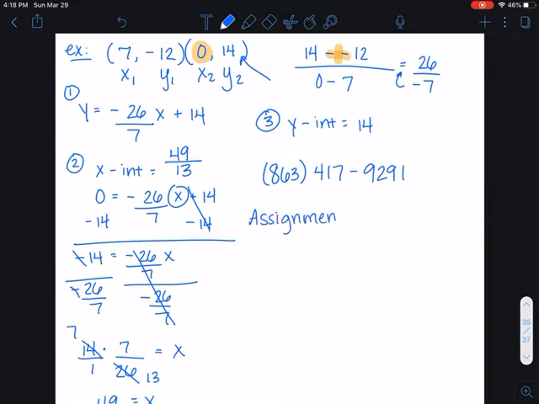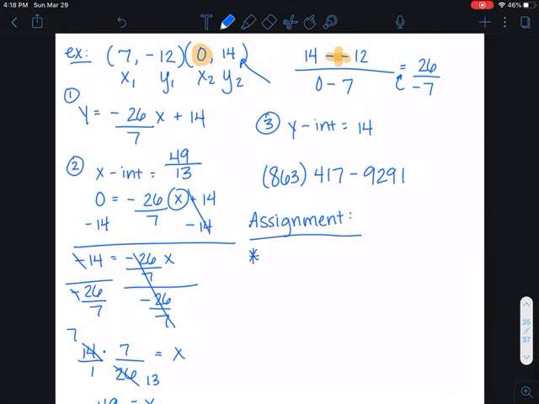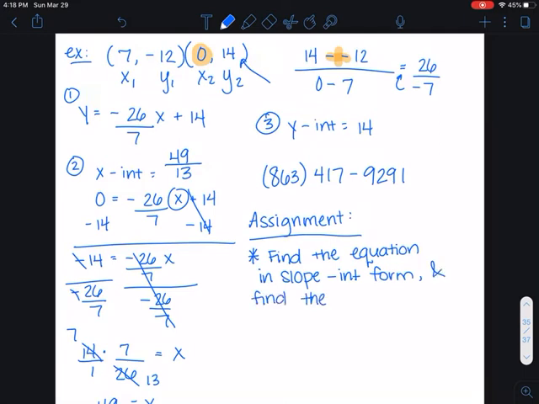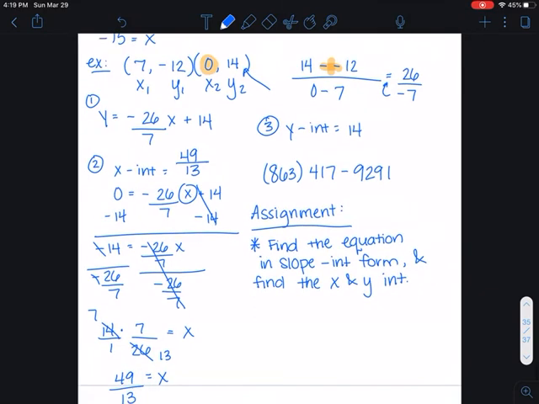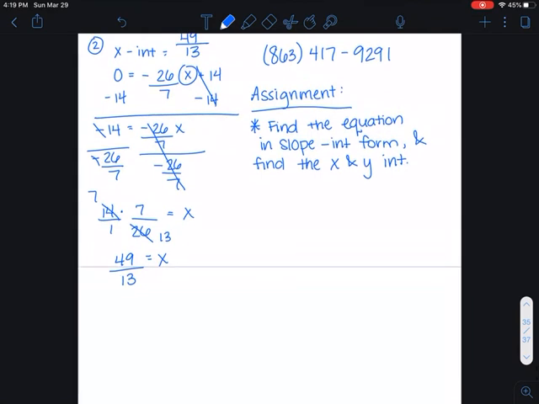Alright, your assignment is going to find the three things. So find the equation and find the x and y intercepts. You can do that with the following points. Let me pull those up real quick.